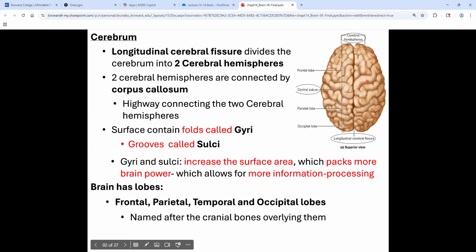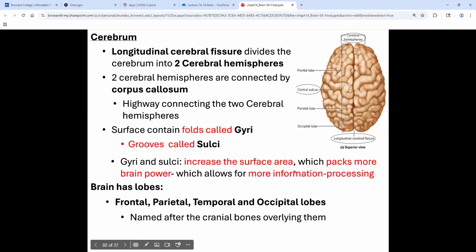And if you look on the surface, you can see there's a lot of folds and there's a lot of grooves. The folds are called sulci, which is a plural for sulcus, okay? And, sorry, the folds are called the gyri, okay? Or the singular is gyrus. So the fold is called the gyrus and the groove is called the sulcus. Plural is sulci. So if you look at the brain, you have these mountains and valleys. The mountains are the gyrus and the valleys are the sulcus.